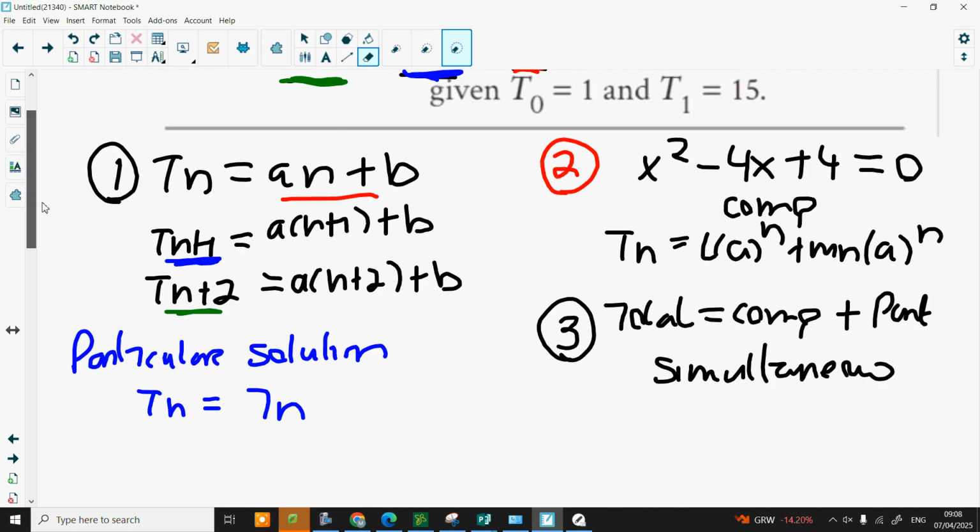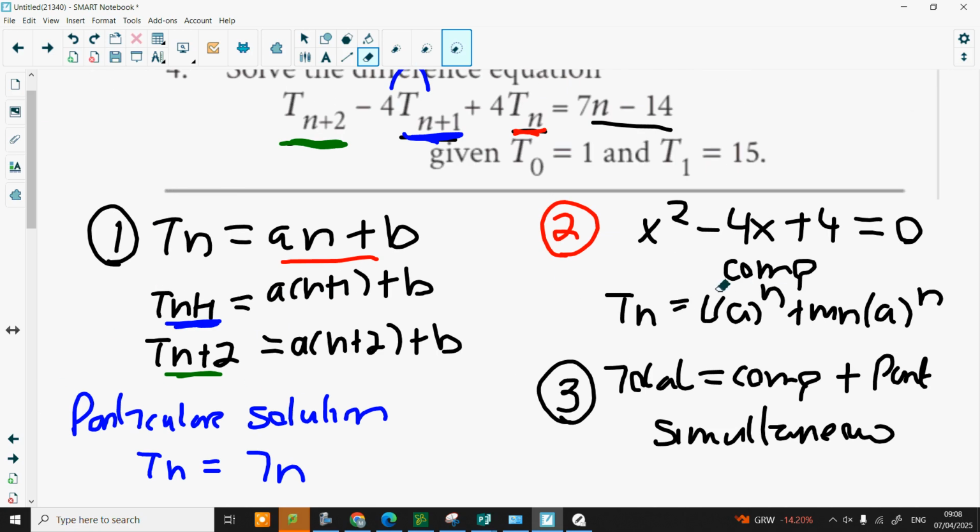And part 2 is to find the complementary solution. What I'm doing is striking off the right-hand side to be 0, and I'm engaging a second order homogeneous equation, which is x squared minus 4x plus 4. Everybody got that? The rule is for part 2, you always put equal to 0. And then Tn plus 2 is the x squared, Tn plus 1 is the x, and Tn just cancels.